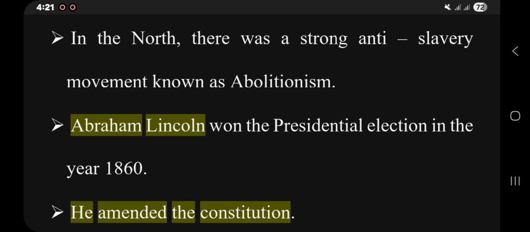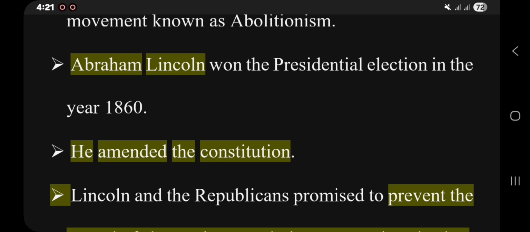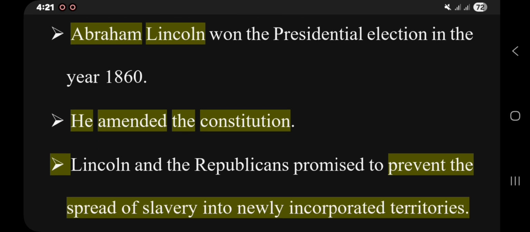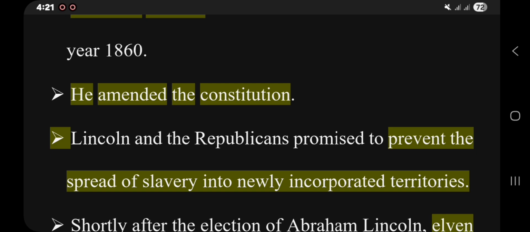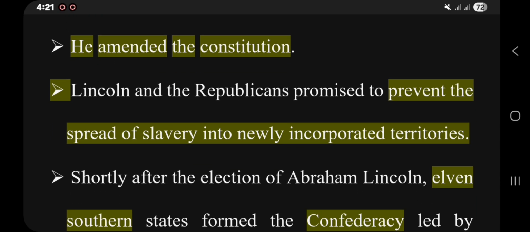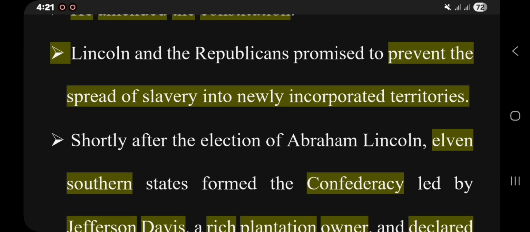Abraham Lincoln won the presidential election in the year 1860. This was one of the immediate causes for the outbreak of the Civil War. Why? Abraham Lincoln, from the beginning, was known as an anti-slavery abolitionist, and he supported the abolition of slavery from the United States of America. Immediately as he took power, he amended the Constitution. Lincoln and the Republican Party promised to prevent the spread of slavery into the newly incorporated territories.